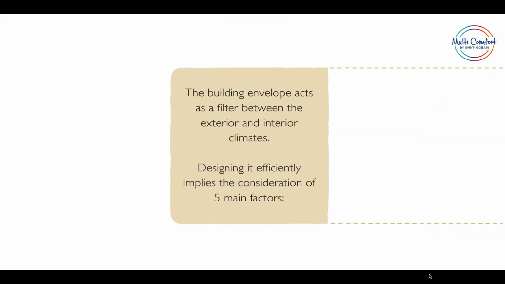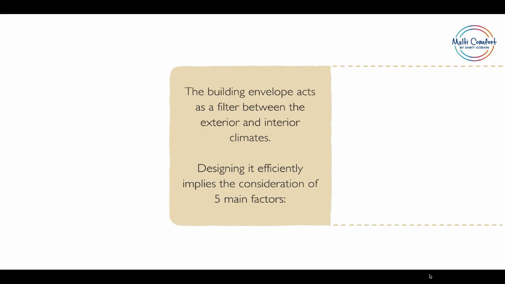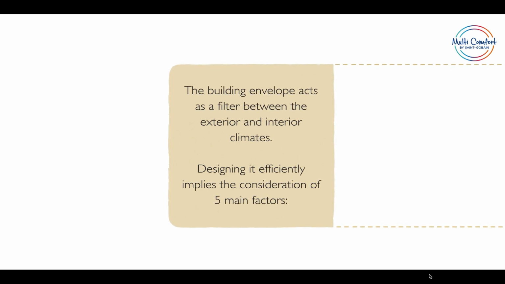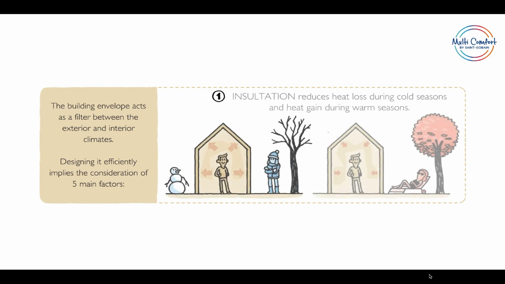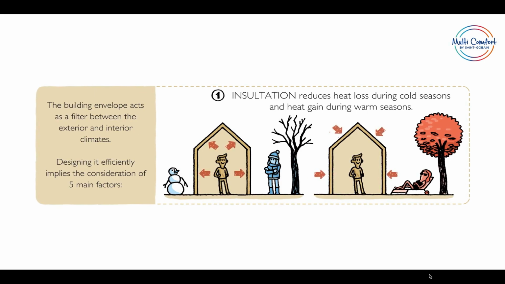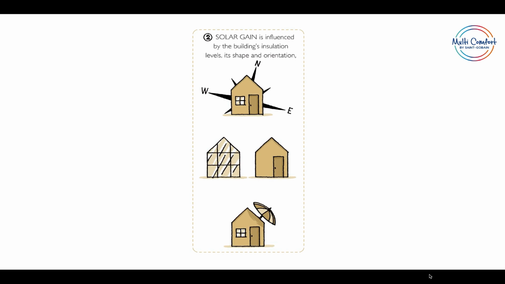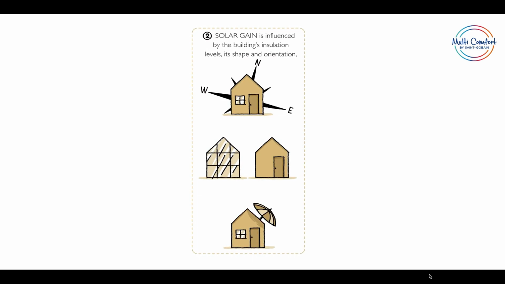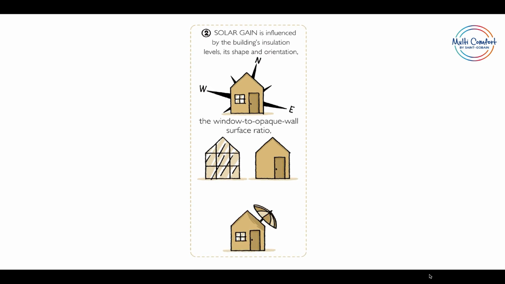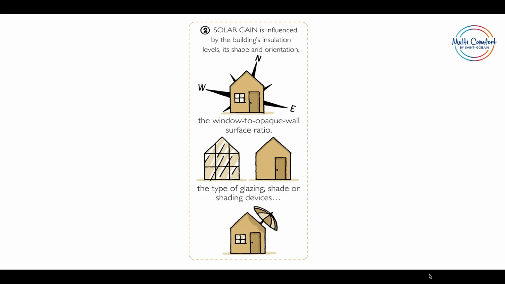The building envelope acts as a filter between the exterior and interior climates. Designing it efficiently implies the consideration of 5 main factors. 1. Insulation reduces heat loss during cold seasons and heat gain during warm seasons. 2. Solar gain is influenced by the building's insulation levels, its shape and orientation, the window to opaque wall surface ratio, the type of glazing, shade or shading devices.